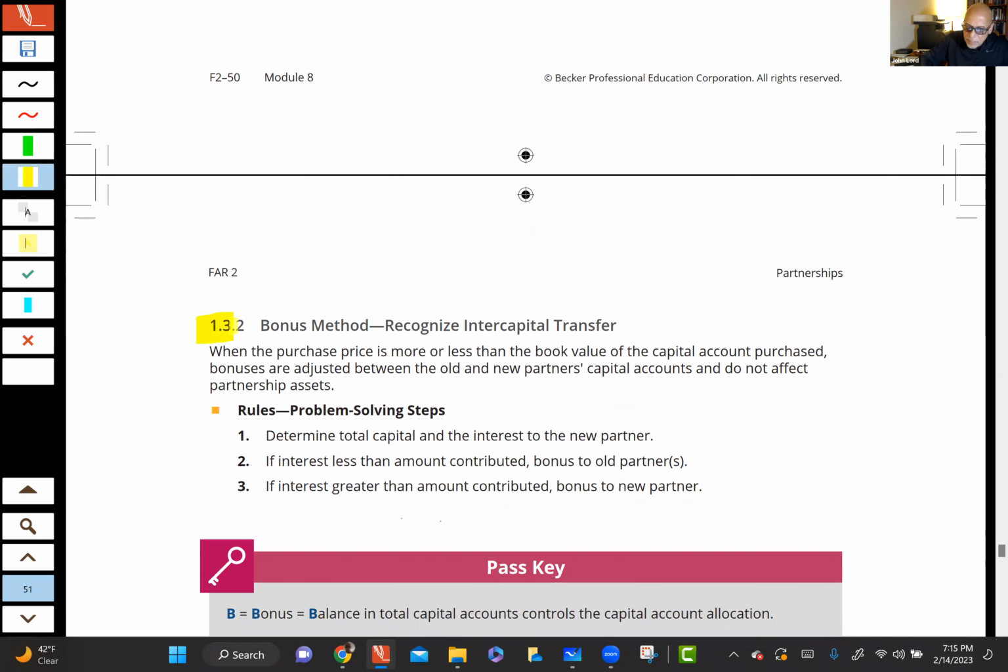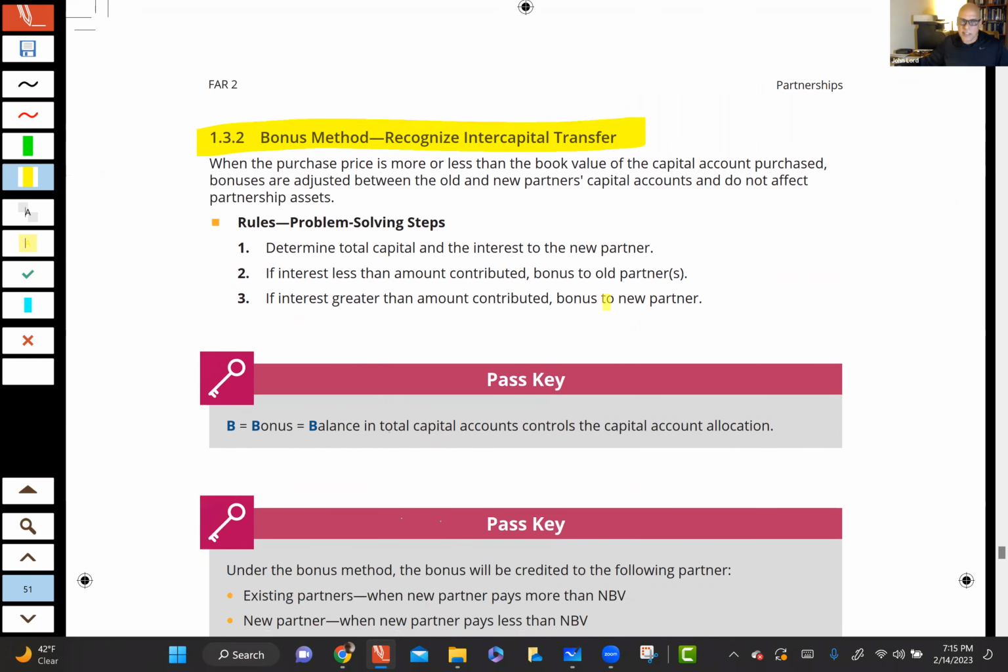Now, if it's the bonus method, and we'll see later if it's the goodwill method, they're going to tell you how much the new partner is contributing. And then they're going to have to tell you whether they want to use bonus or goodwill, or they may say they decided not to recognize goodwill, which means it can't be exact because they're not asking me how much they have to contribute. They're telling me no goodwill, so I'm left with the bonus, or they'll just say use the bonus method.